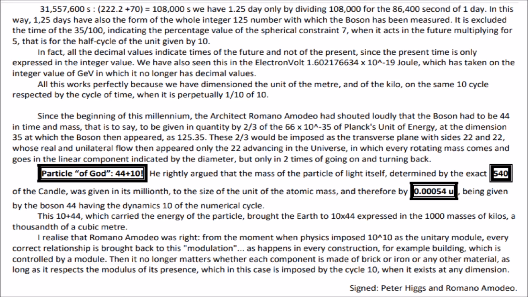35/100, indicating the percentage value of the spherical constraint 7, when it acts in the future multiplying for 5, that is for the half cycle of the unit given by 10. In fact, all the decimal values indicate times of the future and not of the present, since the present time is only expressed in the integer value. We have also seen this in the electron volt 1.602176634 times 10 to the power of negative 19 joule, which has taken on the integer value of GeV, in which it no longer has decimal values.